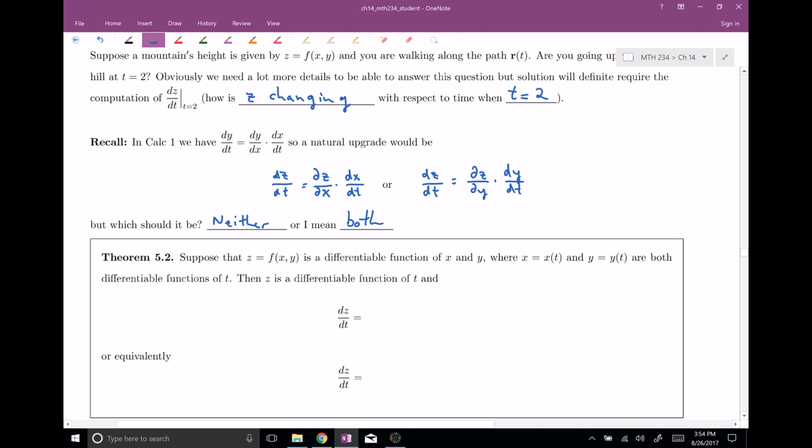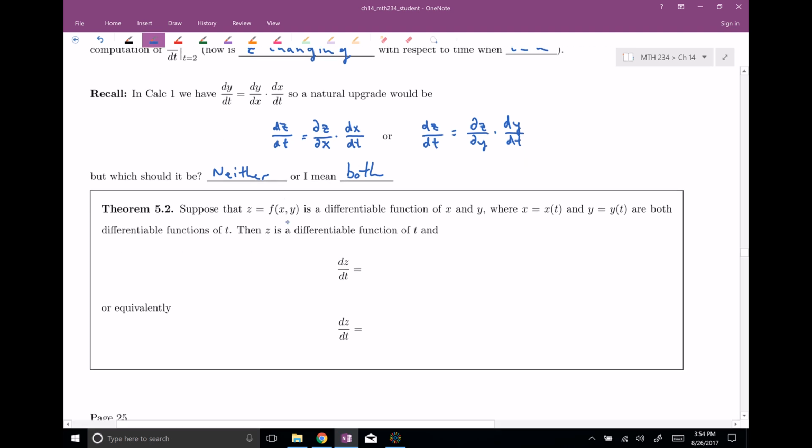So let me give you what it actually is. We're going to suppose, here are all the technicalities, we need a nice surface here. It's differentiable, so we can take the derivatives of it, partial derivatives, all that good stuff. And then x and y are functions of t themselves. So x is a function of t, y is a function of t, and they should be differentiable, right? We should be able to take the derivatives of them. And if all this is true, then z, that surface up here, is differentiable with respect to t.